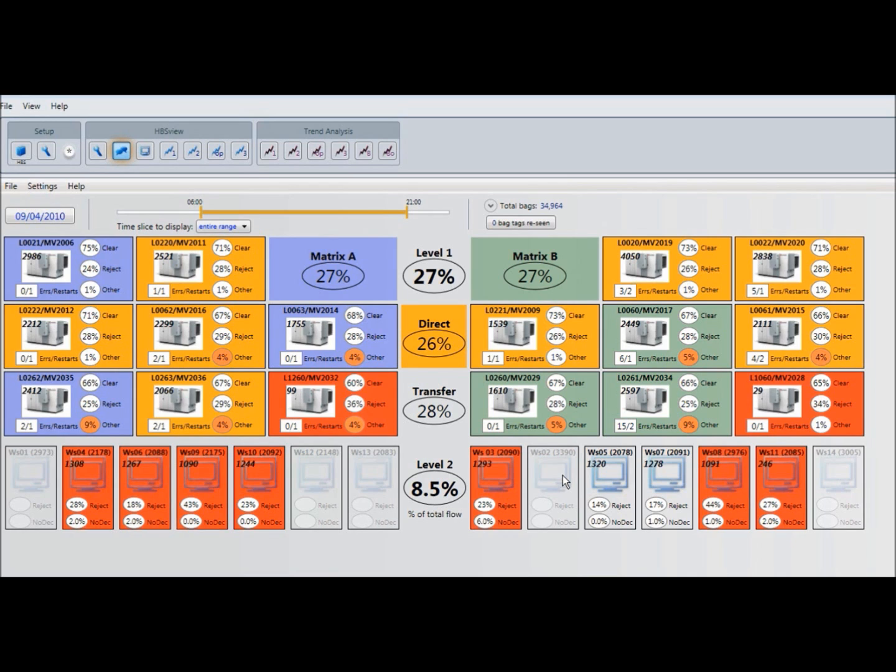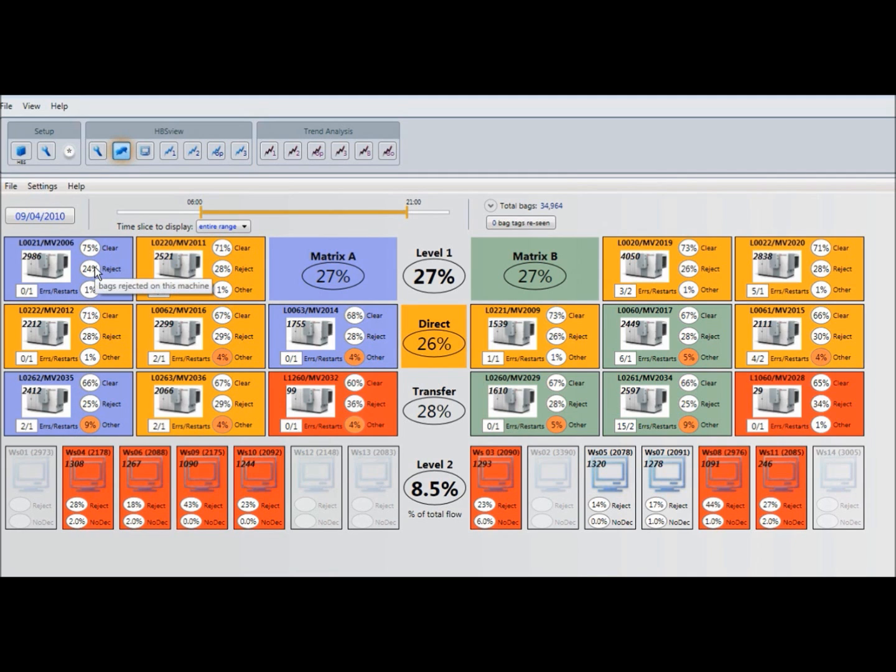The percentages down the middle of the screen represent the overall reject rates for bags, for Level 1 at the top and for Level 2 at the bottom. The middle two figures are displaying the Level 1 reject rate, separated into a figure for only direct bags and a figure for only transfer bags. On this day, the 9th of April 2010, 26% of direct bags were rejected and 28% of transfer bags were rejected. So this dashboard displays the overall operational efficiency of your system for any particular day. In one single screenshot, you can see how your system performed.